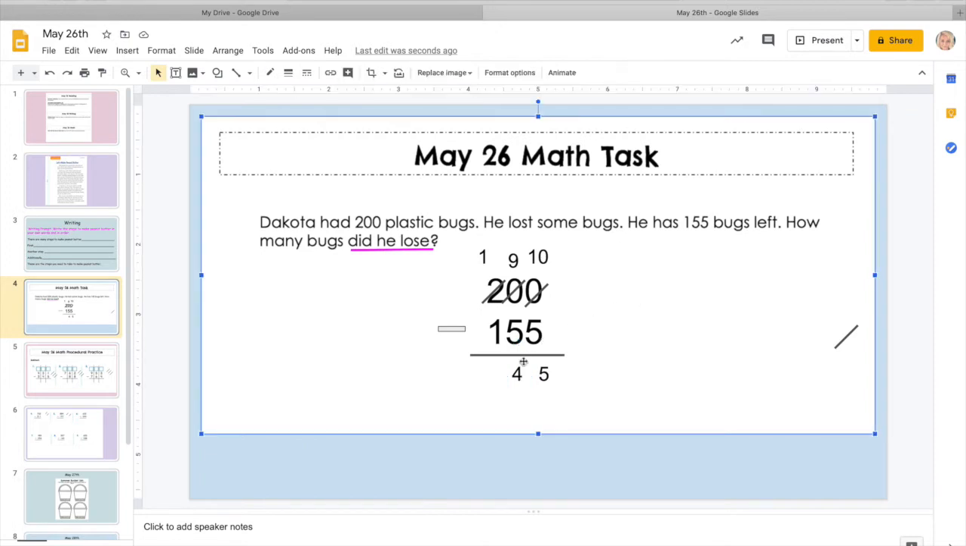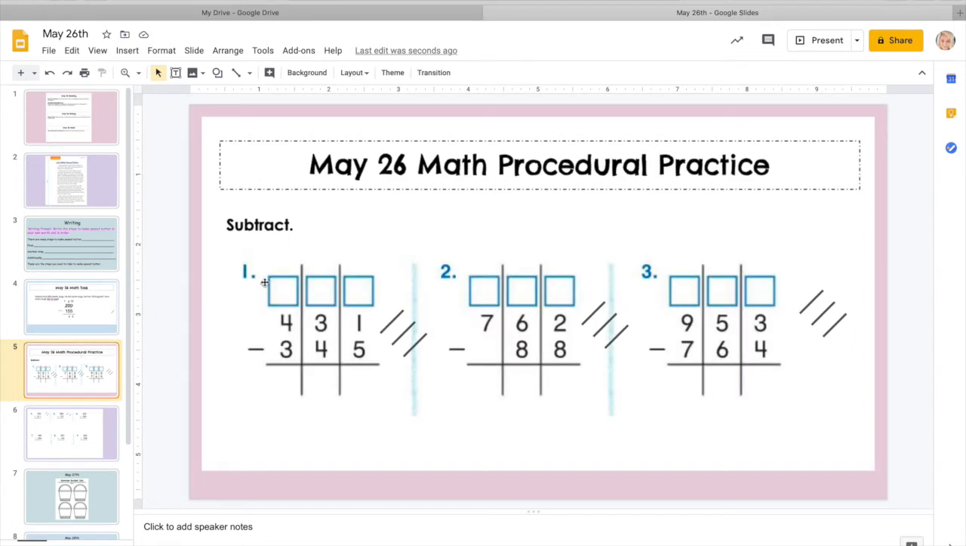So we know that Dakota lost 45 bugs. That is our difference. When you're subtracting, you're looking for the difference. The difference is 45. And what we were looking for is how many bugs Dakota lost. He lost 45 bugs.